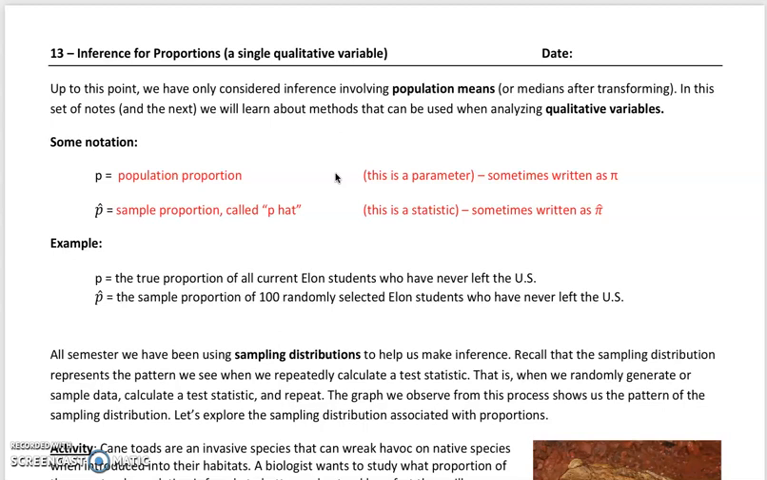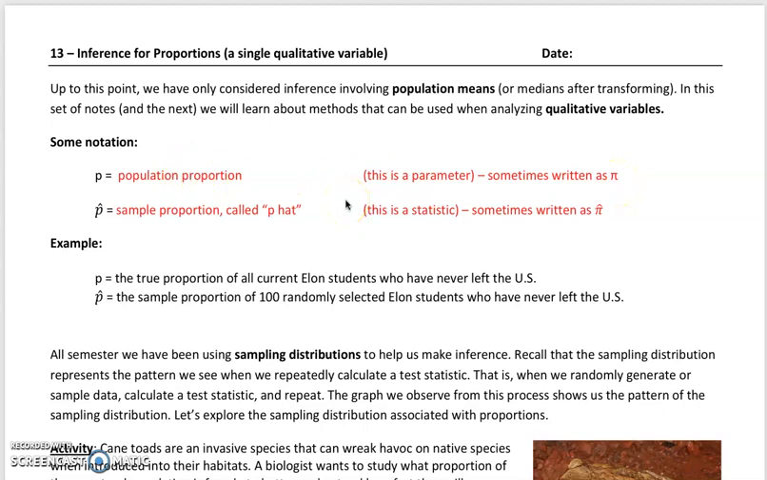So we're going to introduce a little bit of new notation here. And the first thing is, instead of talking about a population mean, which remember we wrote with that Greek letter mu, we're going to talk about population proportions. And we're just going to use the letter P to represent a population proportion. So because this is talking about a population, this would be considered a parameter. And sometimes you might see this written as pi, but we'll stick with P in this class.